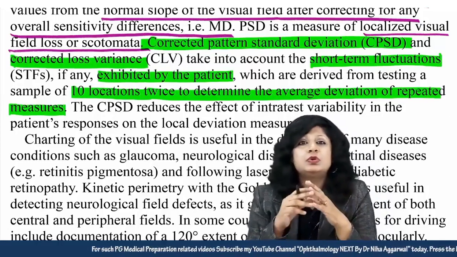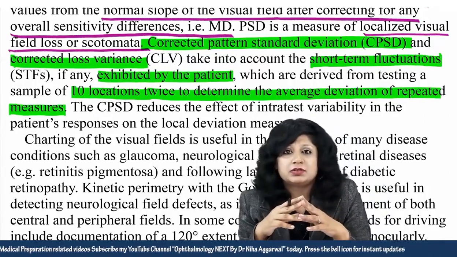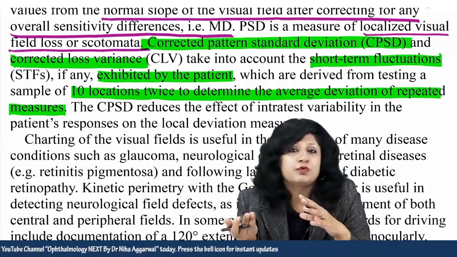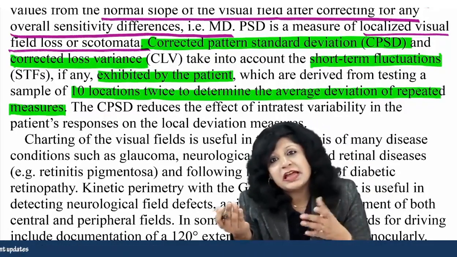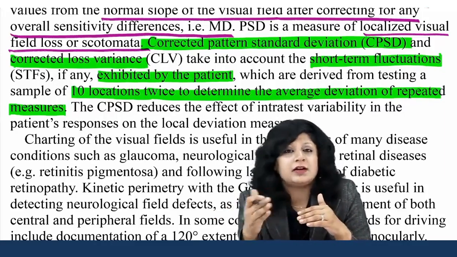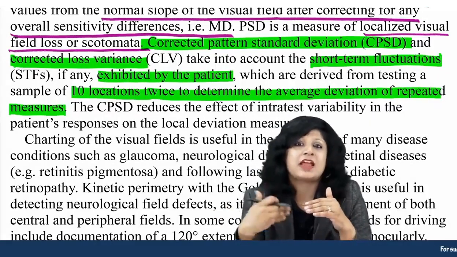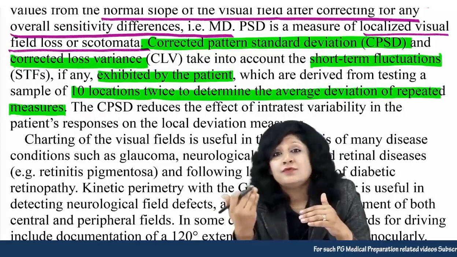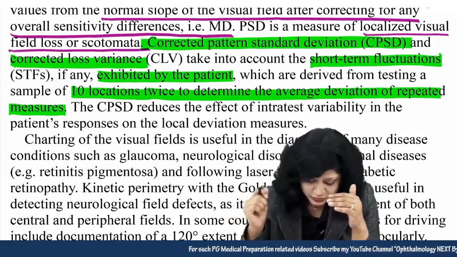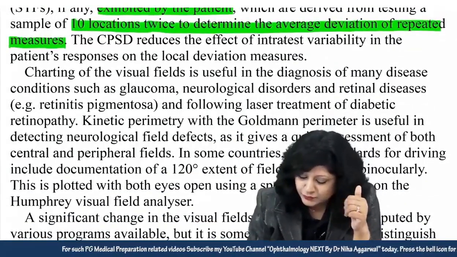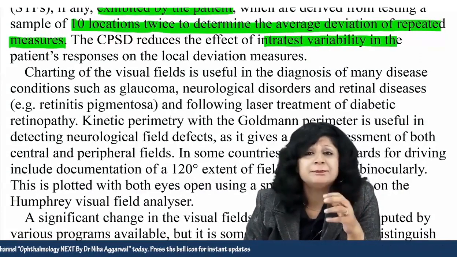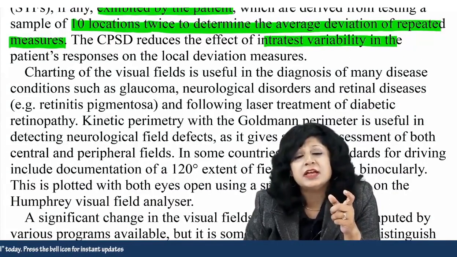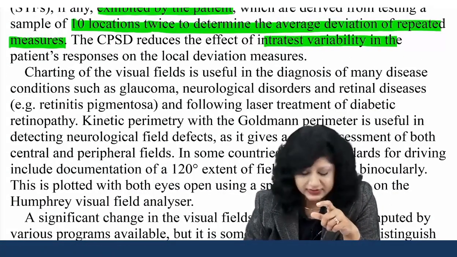So when I want to calculate the short-term fluctuations in the patient, I will require more locations. When we want to just calculate the average deviation, I am taking fewer locations, approximately half of these locations, and when I have to check the fluctuations, I am using more locations. This reduces the effect of intra-test variability in the patient responses. So obviously, if you want to decrease the variability, you have to increase the number of testings.